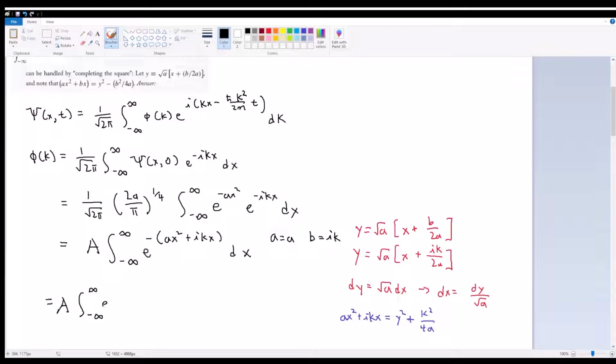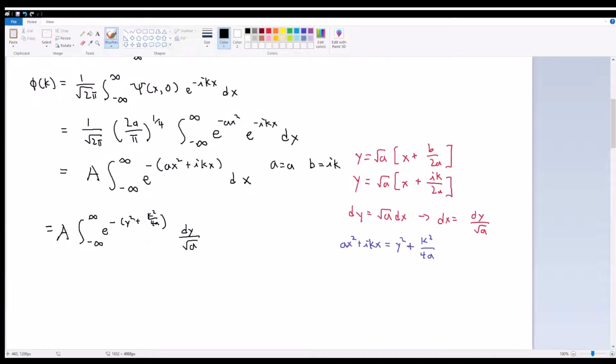And we have e to the negative y squared plus k squared over 4a, and then we have dy over square root of a, and this is how we close our integral. Now our integral is in terms of y, which is very nice because everything else is a constant. We don't have to worry about it.